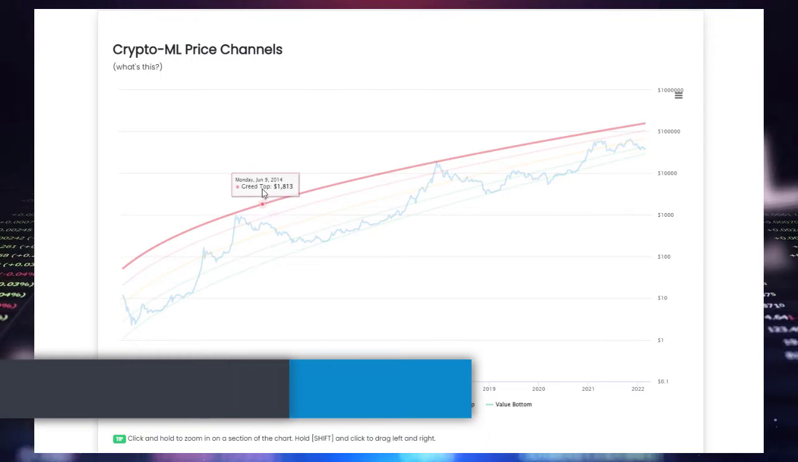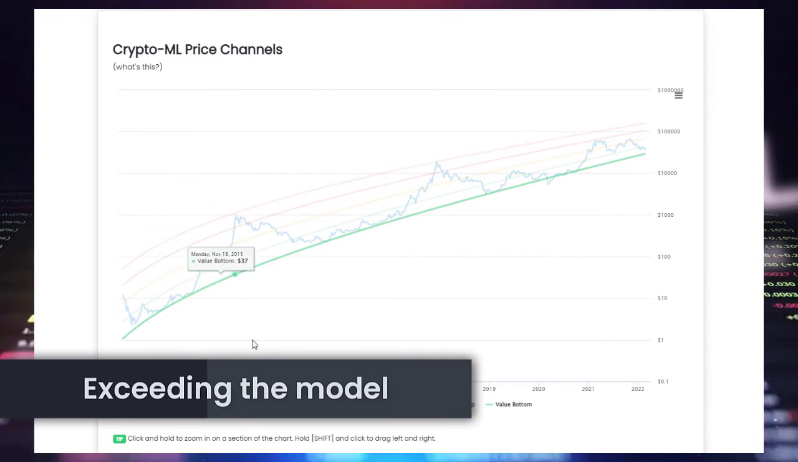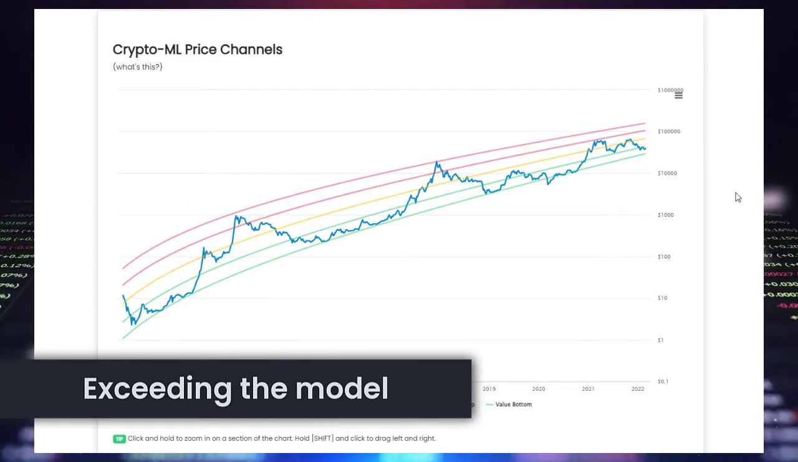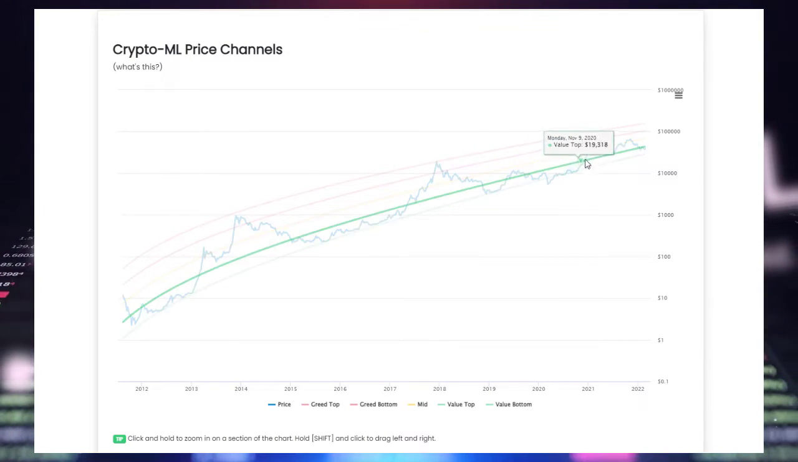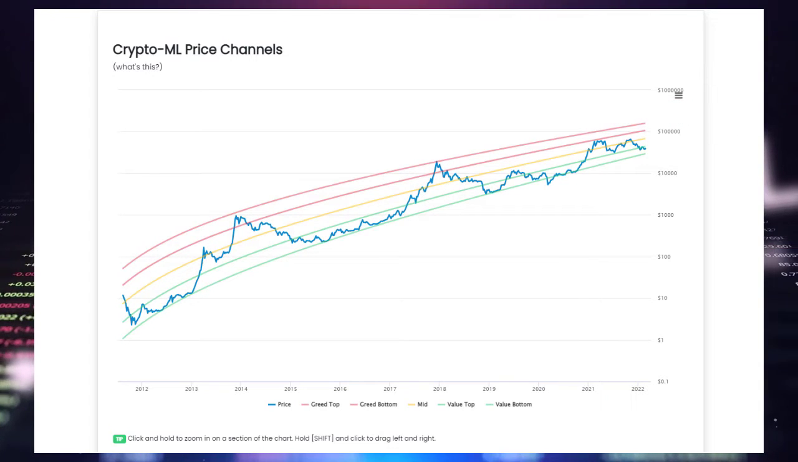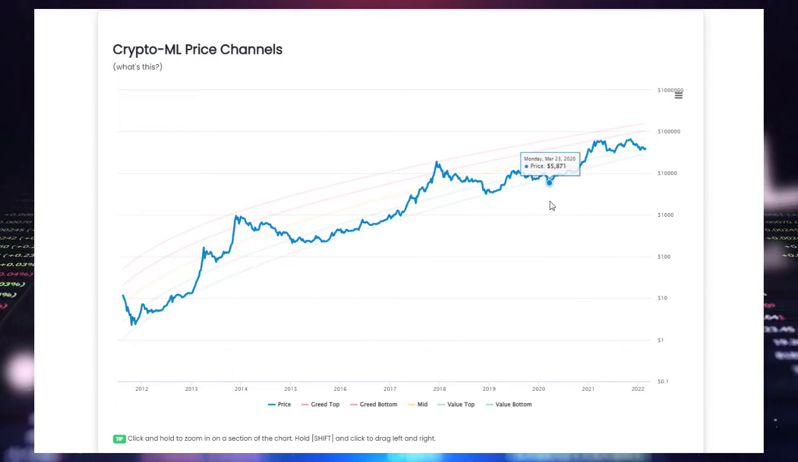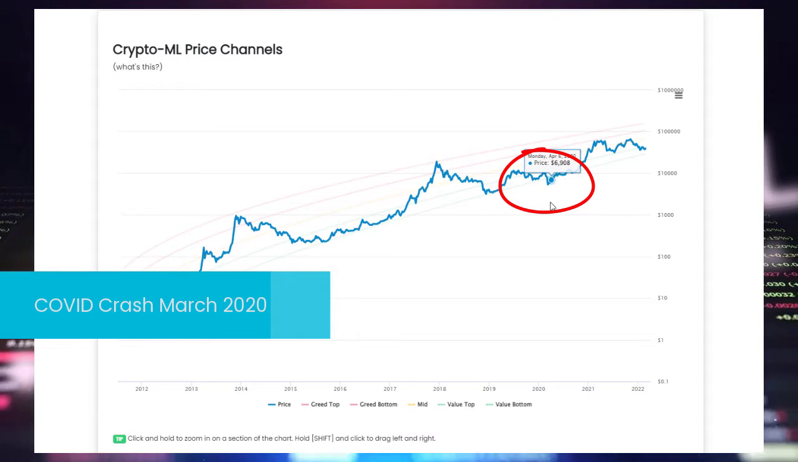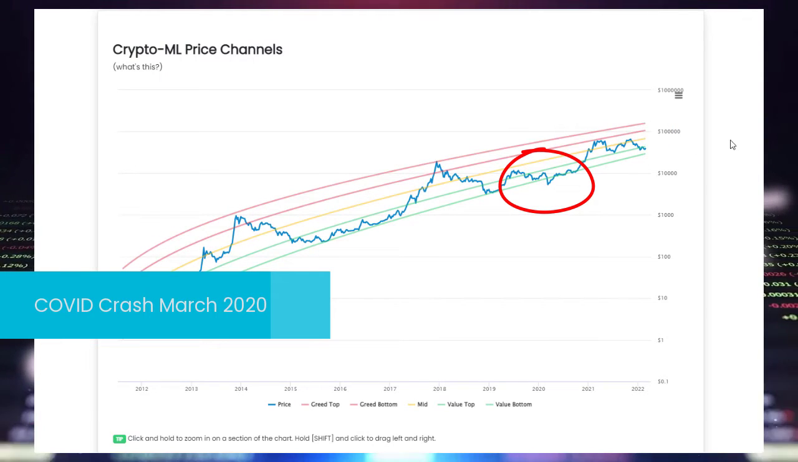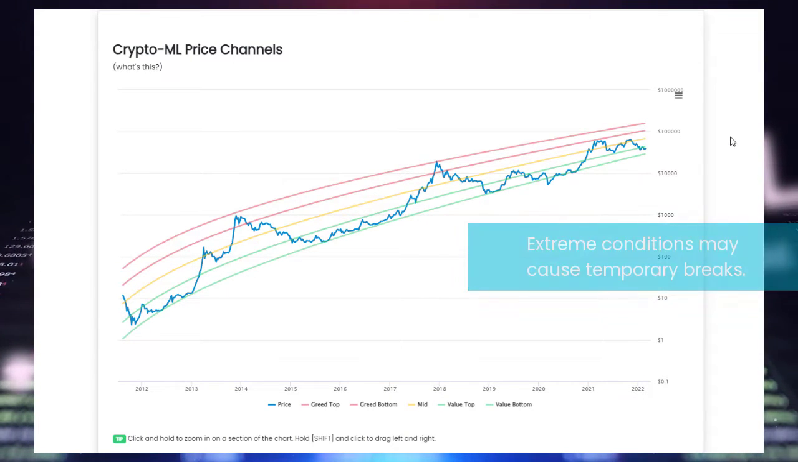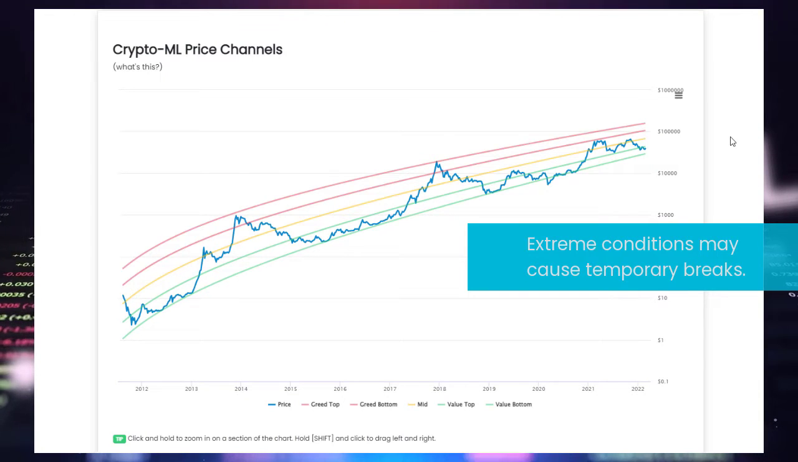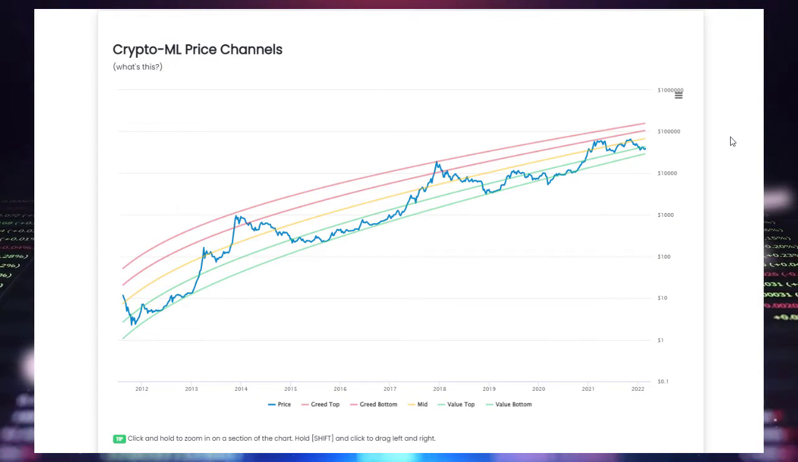Now, we want to talk about exceeding this model. Even though this model has held up extremely well for this long, there is a point here where the model was exceeded, where price actually broke out and then popped right back in. As you can imagine, the event was something very extreme. In fact, this is March of 2020, when Bitcoin crashed due to COVID. This was obviously an extreme time, and most markets, including traditional investments, crashed at that time as well. What this shows is you can have extreme global conditions cause this model to break down.